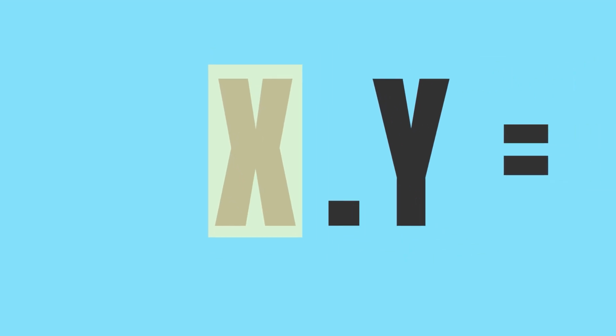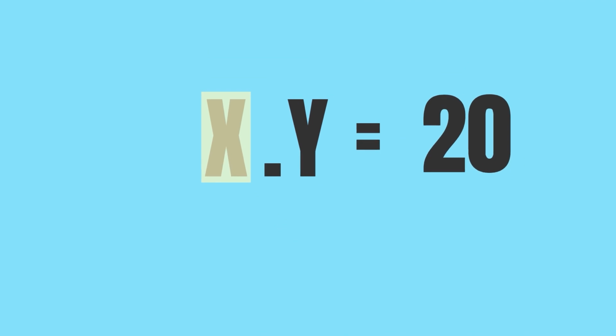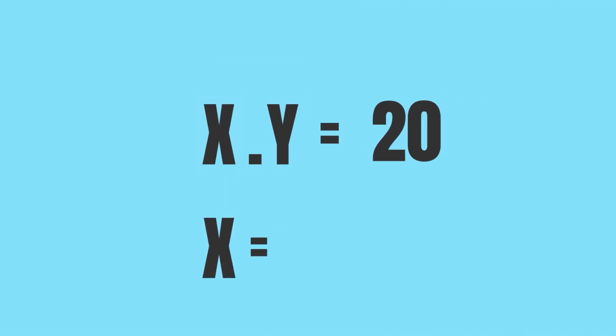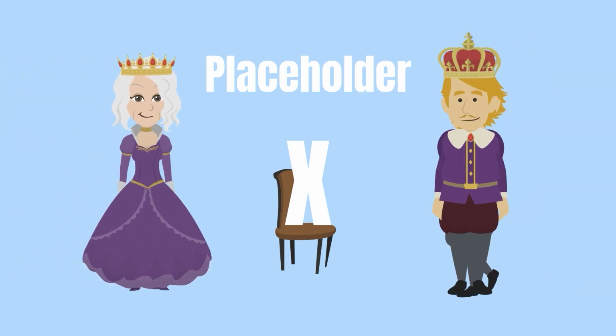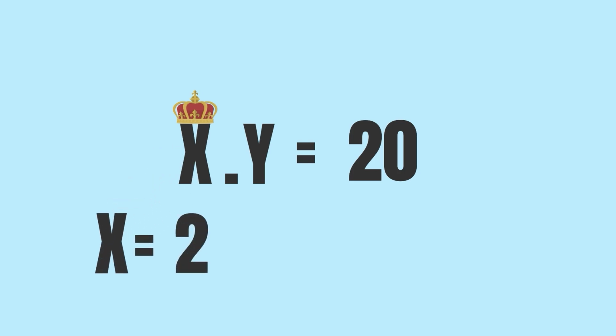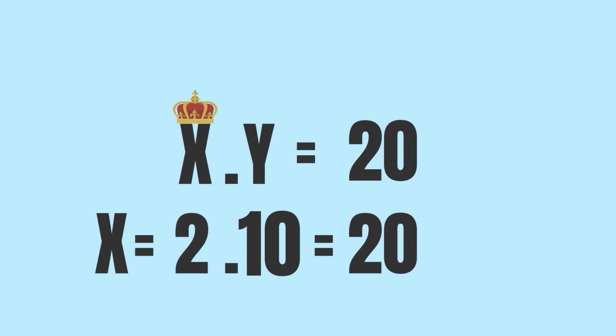So you got this X, right? And it's just hanging out there like a blank canvas by itself. X is just a symbol. It's like a placeholder in a royal court waiting for a king or queen to arrive. In our example, the king, let's call him 2, makes X come alive because 2 times 10 equals 20.